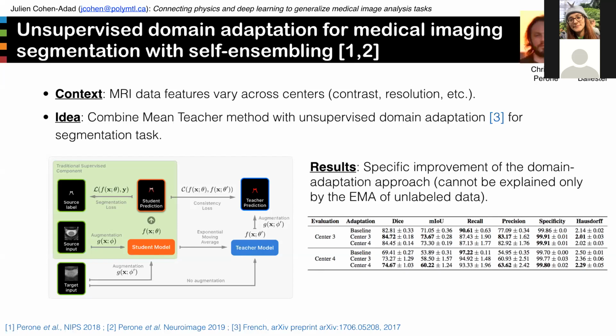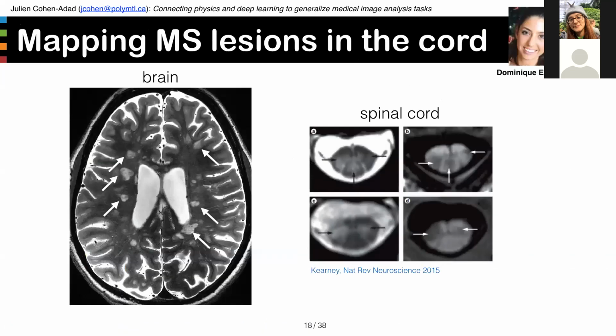So let's move now to another application, which is very hot at the moment, and it's basically consisting of mapping multiple sclerosis lesions in the central nervous system. There's already a couple of algorithms that exist for doing automatic detection and segmentation of those lesions in the brain, but so far none have looked at the spinal cord. So that's one problem we wanted to tackle.